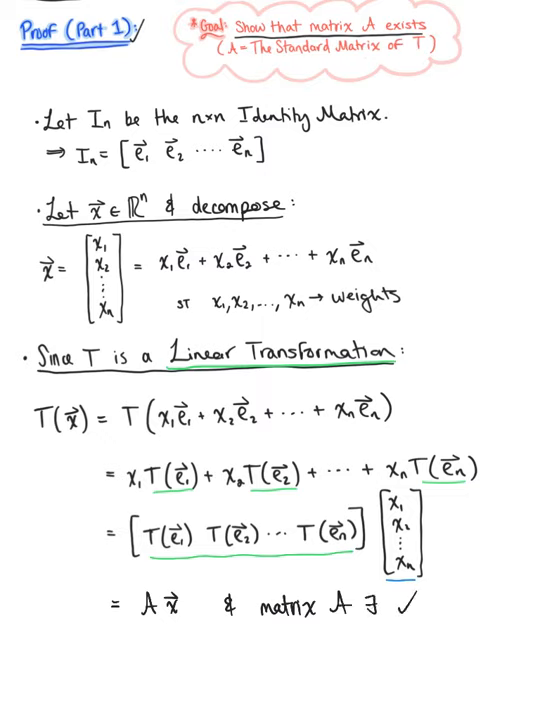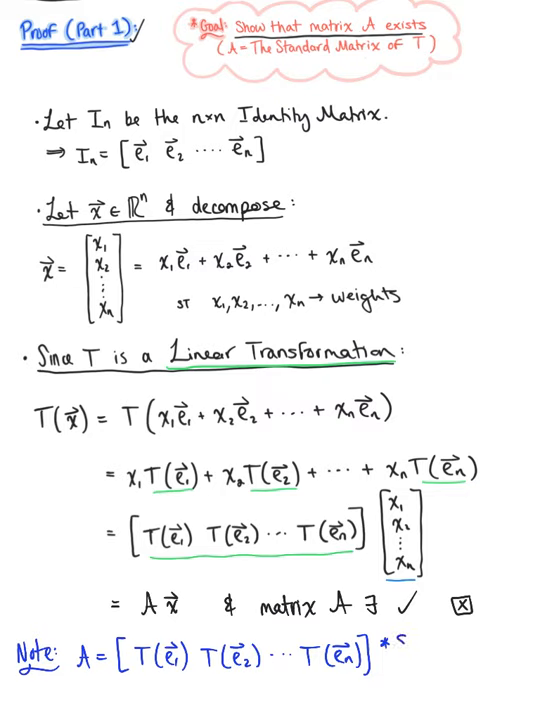Woohoo! That ends the first part of our proof. And again, one final note: this matrix, whose column vectors are defined by the images of the elementary vectors under the action of our transformation T, is the standard matrix of T.